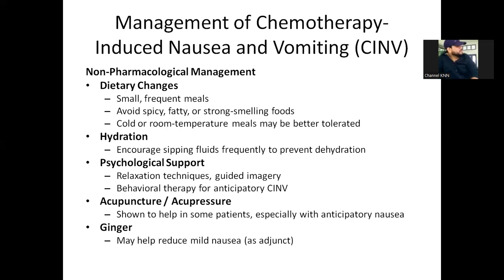Next, non-pharmacological management mainly involves diet changes like giving small, frequent meals, avoiding spicy foods, and cool room temperatures can be considered for the patient. Next, hydration, psychological support, acupuncture and acupressure, and giving some ginger can help to reduce nausea in patients. So this is about management of chemotherapy induced nausea and vomiting. Totally, this is about management of cancers like breast cancer, leukemia, and management of chemotherapy induced nausea and vomiting.